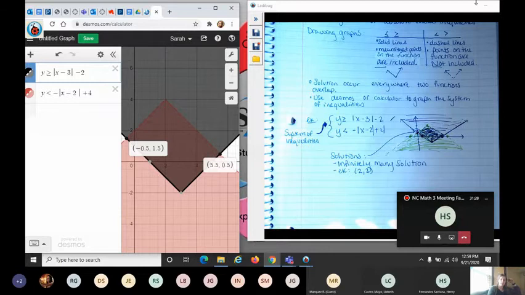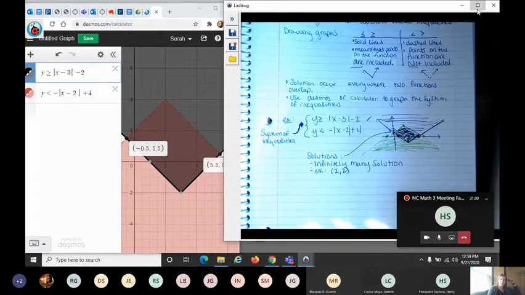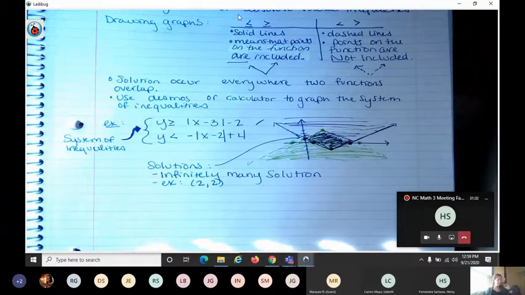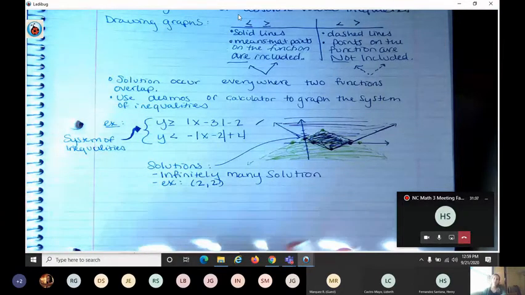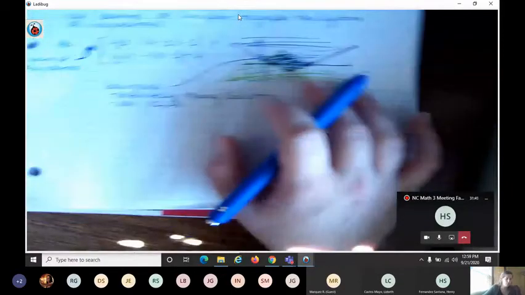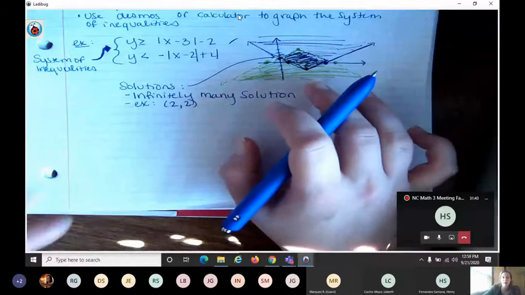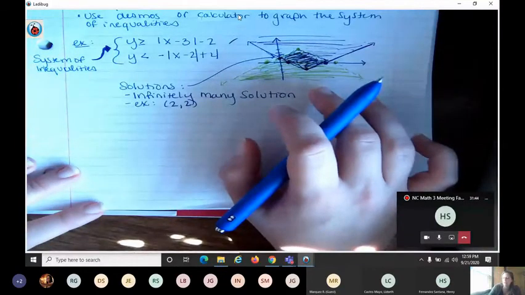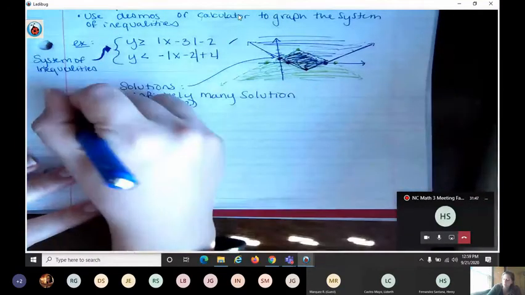Okay, if there are no other questions, I'm gonna blow this up so you guys can see it a little bit better while we're not using Desmos for just a second. All right, so we're gonna do another system of equations. Ooh, not equations, inequalities, because we have inequality symbols.